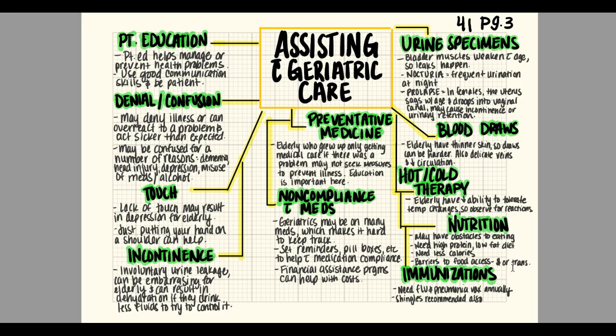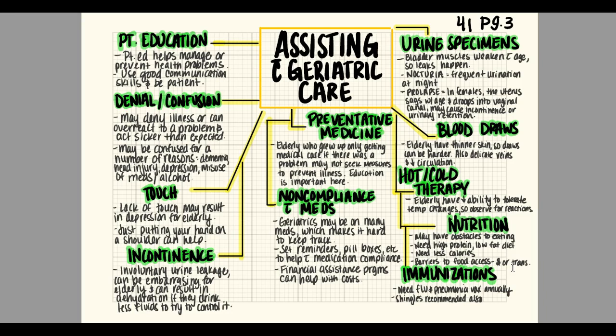Incontinence is another problem that they run into, and that's involuntary urine leakage. It can be embarrassing for elderly, and it's embarrassing for anyone. Anytime you pee your pants a little, it's embarrassing for anyone. And it can result in dehydration if they drink less fluids to try to control it. And so once they realize that their bladder is weakening and that they pee a little every time they sneeze or cough or stand up or whatever it is, if they drink less fluid to try to prevent that, then they can become dehydrated very quickly. So that's an issue.